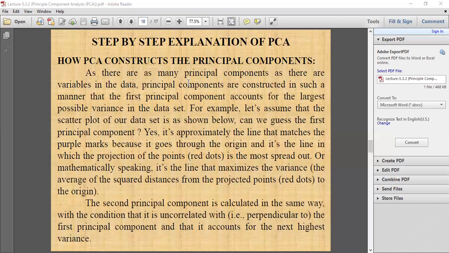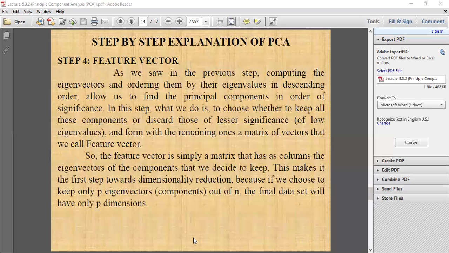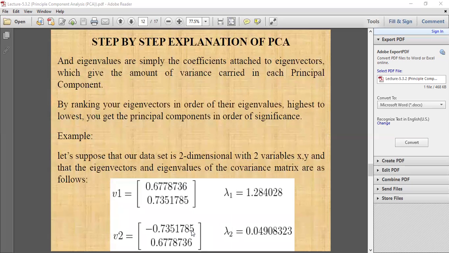The second principal component is calculated in the same way, with the condition that it is uncorrelated with, perpendicular to, the first principal component, and that it accounts for the next highest variance. We will discuss these in the numerical part also. Okay, so these are the ways to calculate the variance, eigenvectors and eigenvalues.